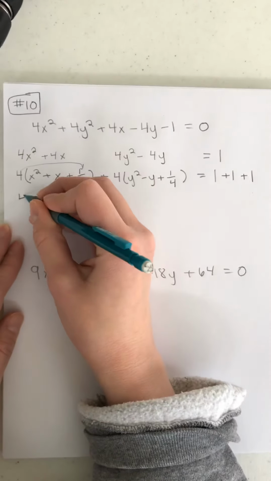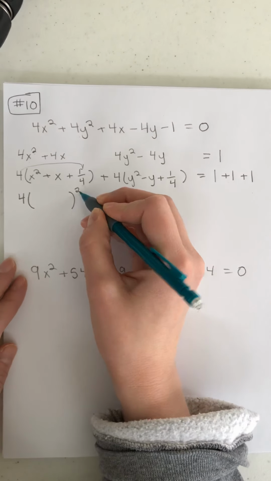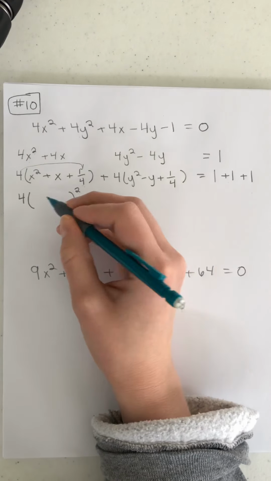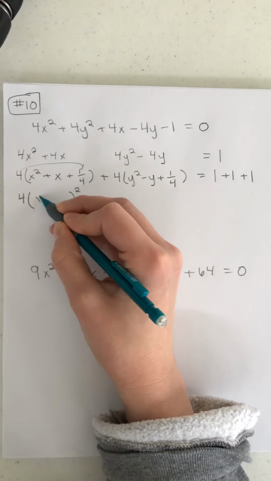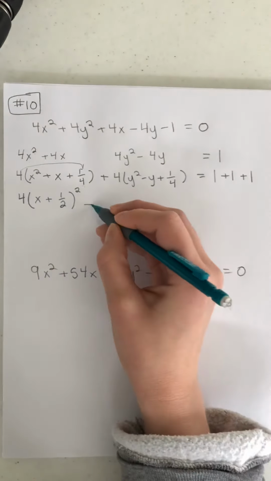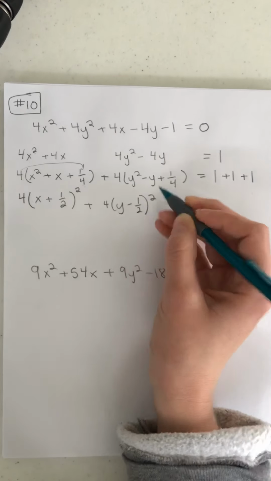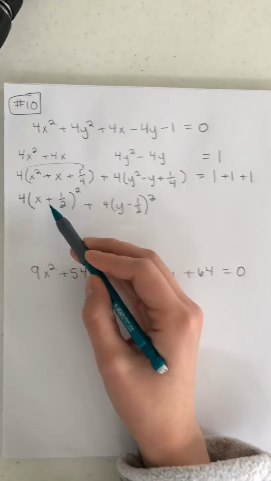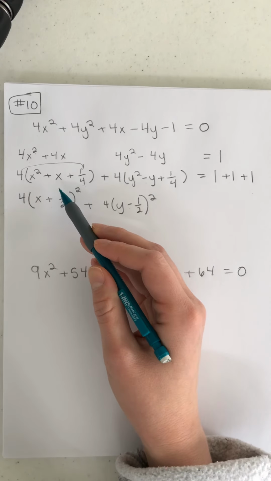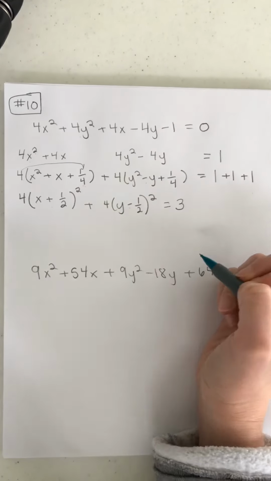I am going to now complete the square that I have here. Leaving the 4 on the outside, this is going to be x plus 1/2 squared, and this is going to be y minus, again, 1/2 squared. Notice the minus is because of that minus, the plus is because of that plus. And over here, I'm going to get, of course, 1, 2, 3, 3.